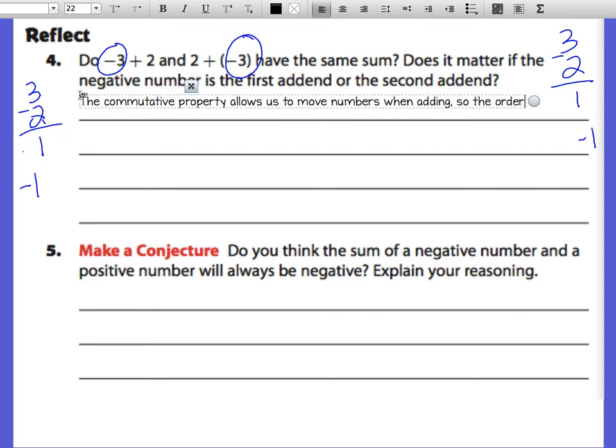So the order of negative and positive numbers does not matter in addition of rational numbers.